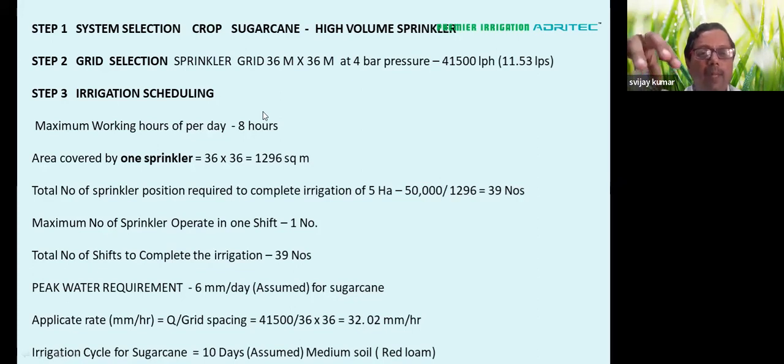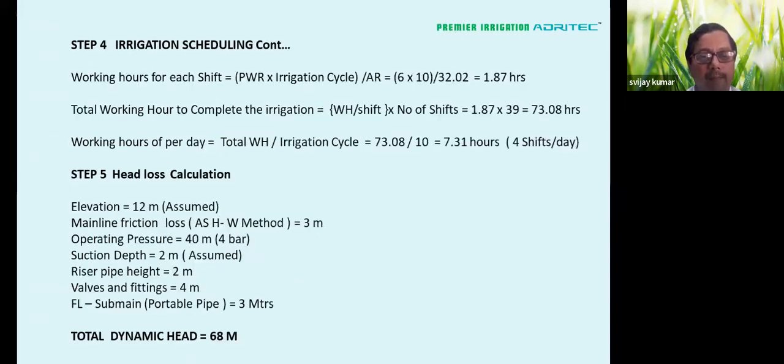Now, the peak water requirement, we are assuming around 6 millimeters for sugarcane. The application rate, when you calculate it like the previous one, is around 32 mm, which I already explained to you. And the irrigation cycle, I am keeping at only around 10 days, because this is a medium soil or a red loamy soil, where the number of days can be extended a little bit.